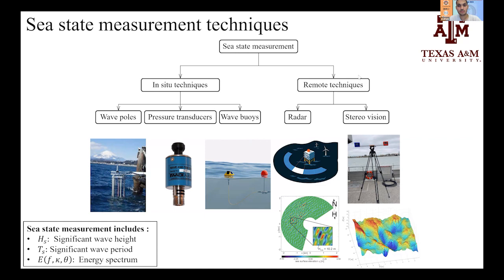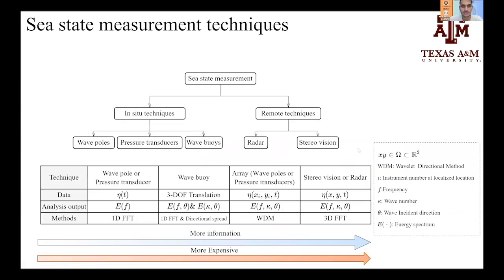The other techniques are remote sensing techniques, which give more information, like spatiotemporal information for a continuous space. However, these techniques, like radar or stereo vision systems, are more expensive. This slide says that the more you go from in-situ techniques to remote sensing techniques, the more information you can get, but the more expensive it will be.